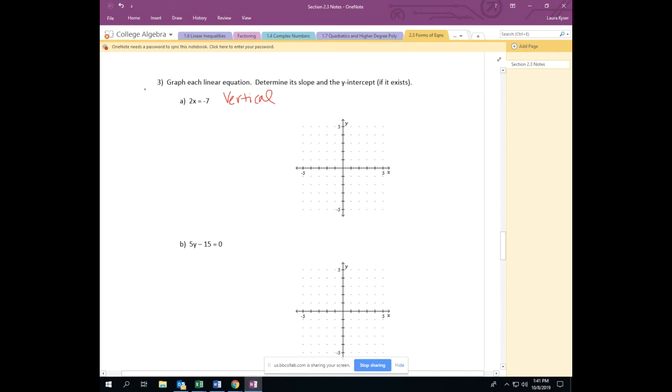To graph a vertical line, first we have to isolate the x. So I'm going to divide both sides by 2, and I get x equals -7 halves. Now, this -7 halves does not give me the slope. The slope of vertical lines is always the same, and it's always undefined.